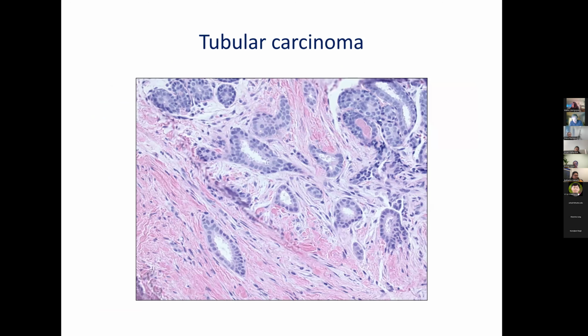And the histology becomes much easier because here you see these angular glands and they almost have teardrop shapes and they are in a desmoplastic stroma. So this is a much easier diagnosis to make on histology.